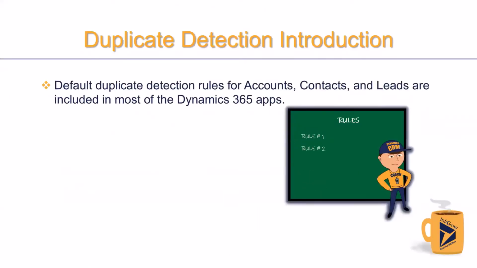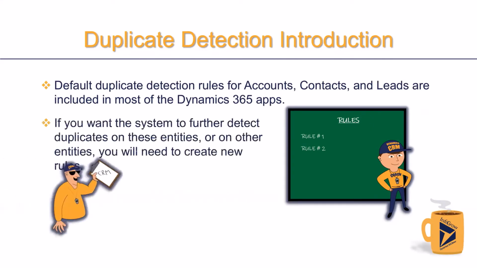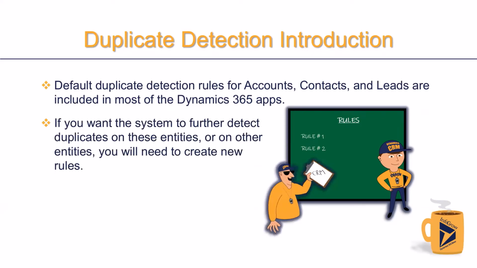Included in most of Dynamics apps are default duplicate detection rules for accounts, contacts, and leads. If you want the system to further detect upon these entities past the default rules, or you would like to set up additional detection on other entities, you will need to create new rules.